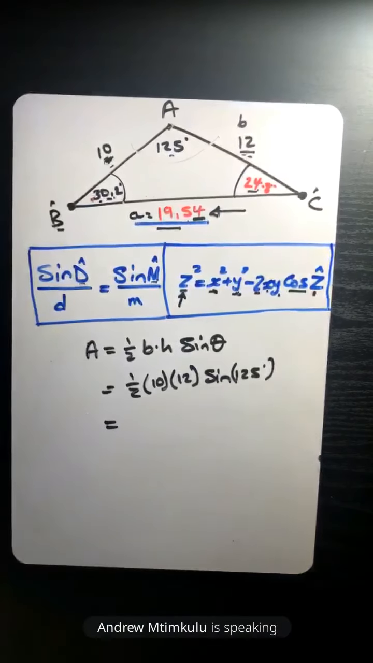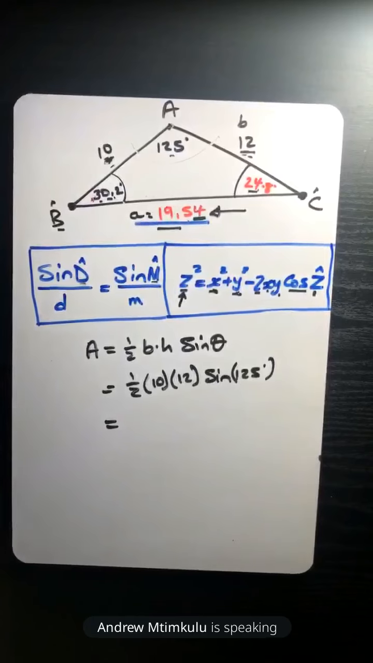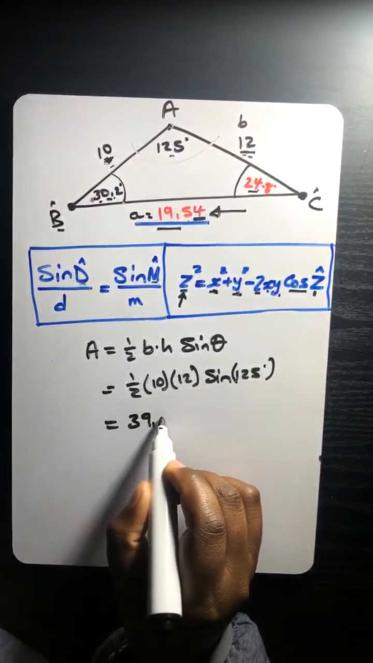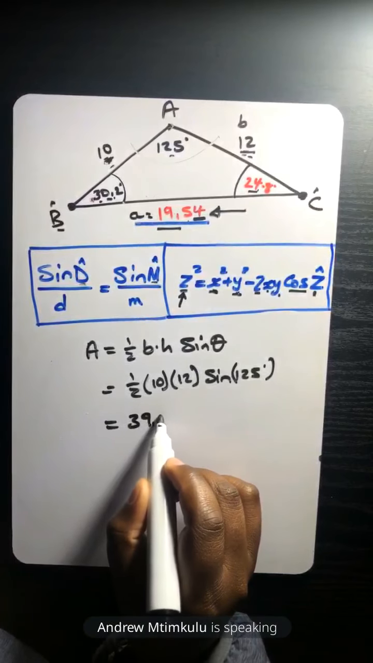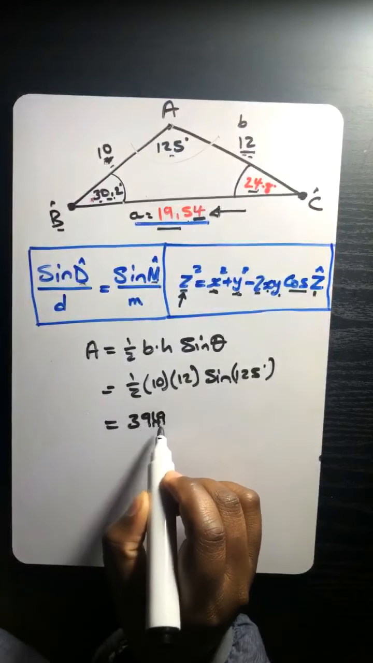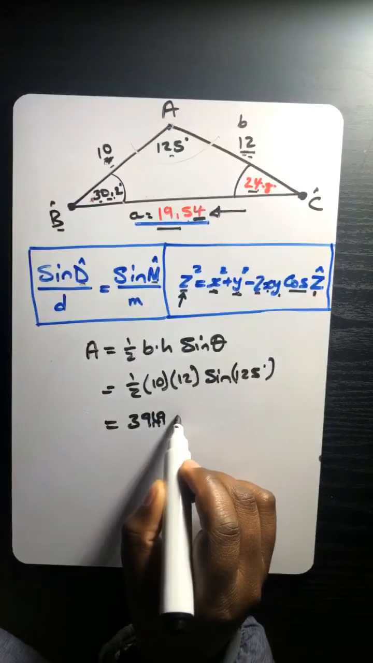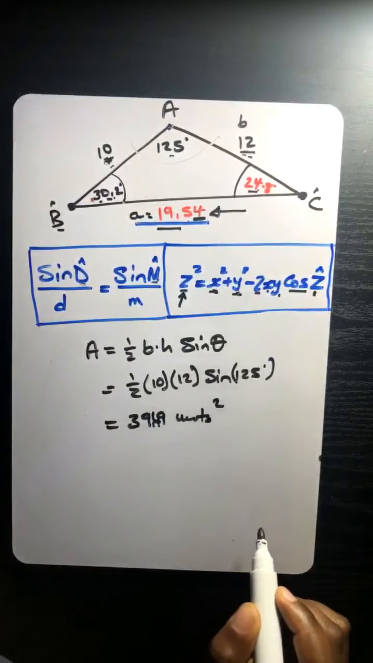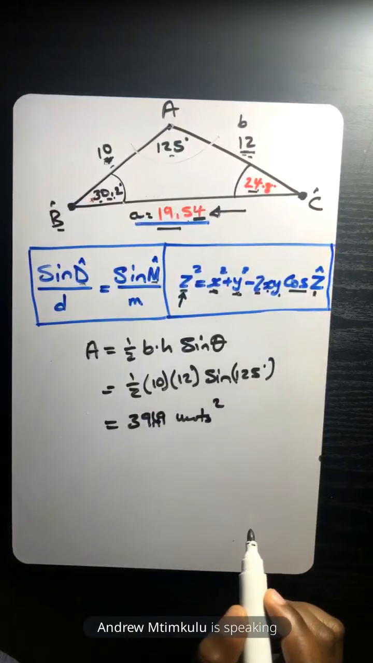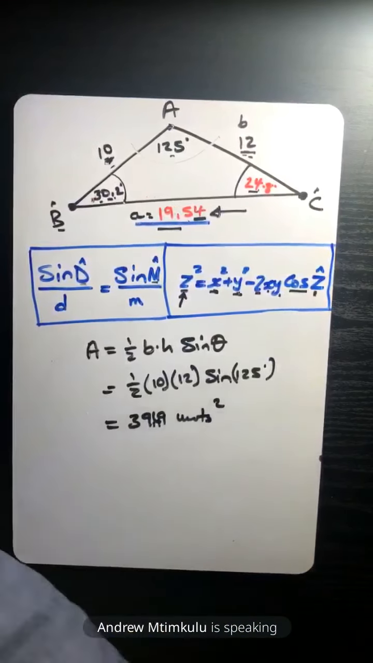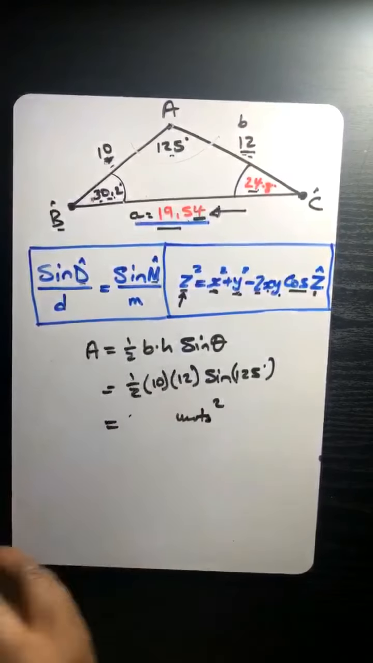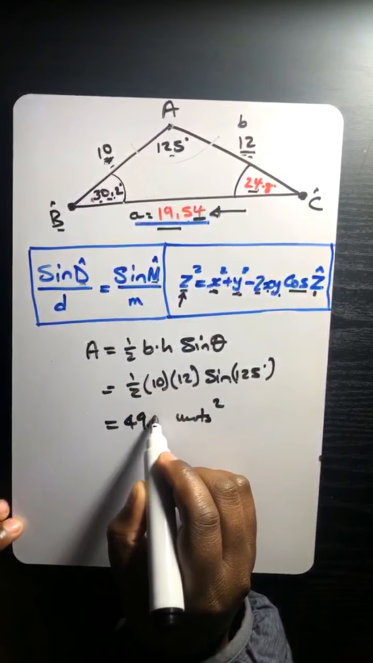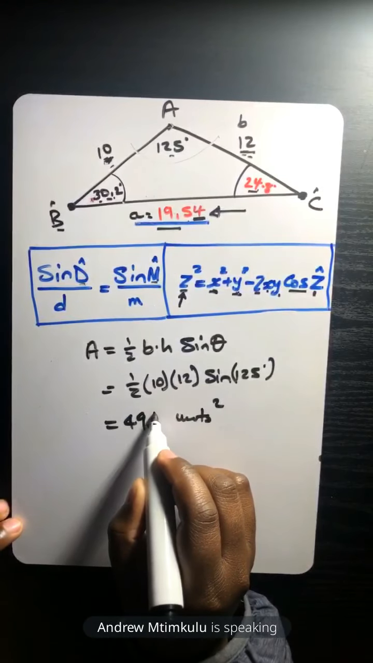39.15 units squared, sir. 39.9, sir. 49. 49 comma, units squared. 49.15 units squared, sir. Oh, I got it. Incorrect. 49.19. 15, sir, or 15 units squared.